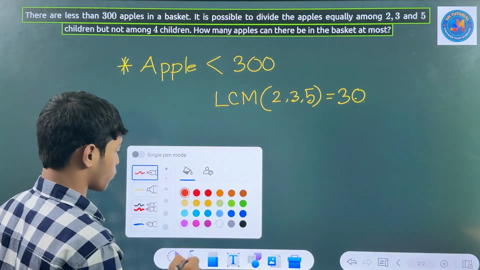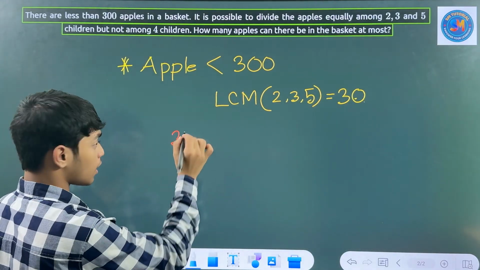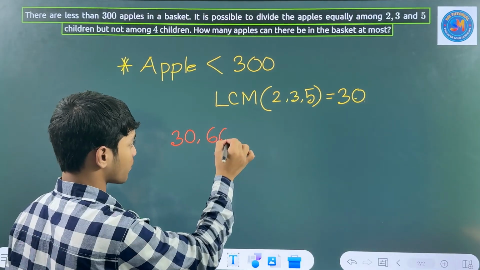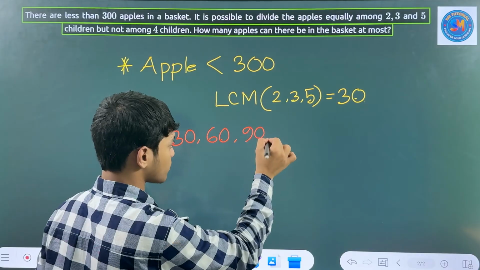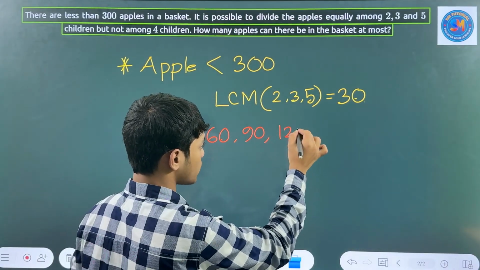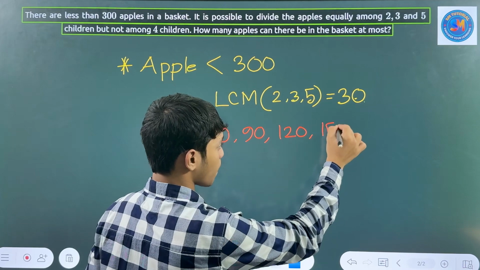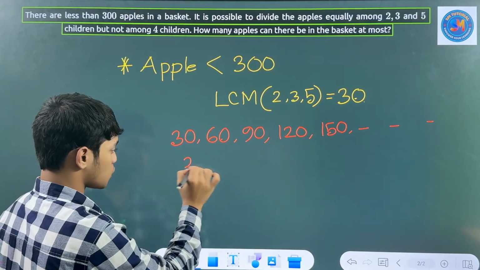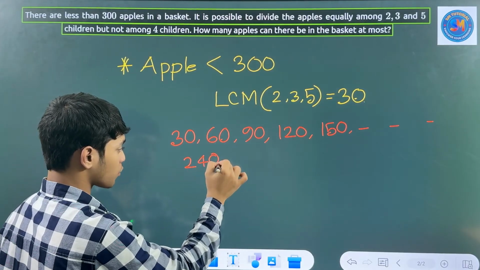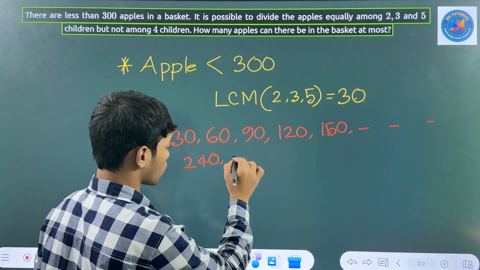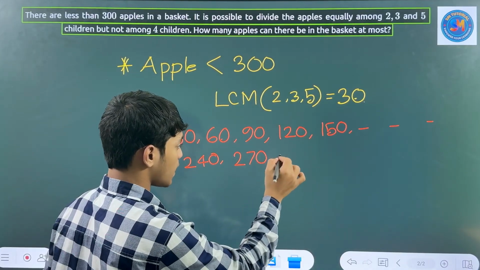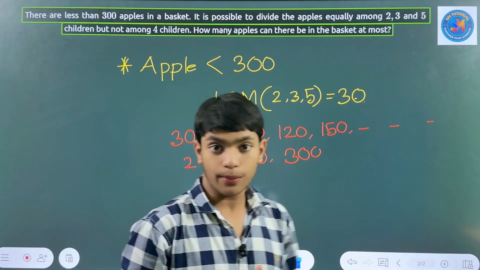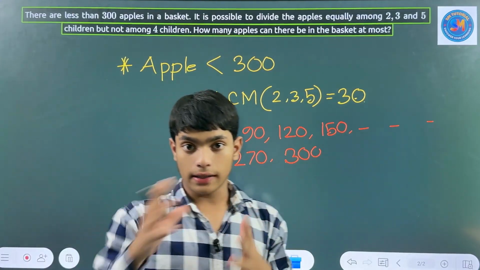Those are 30, 60, and then 90, and then 120, 150. In this way it will go 240, 270, and then 300. Now, these are the multiples of 30, and which are less than 300.